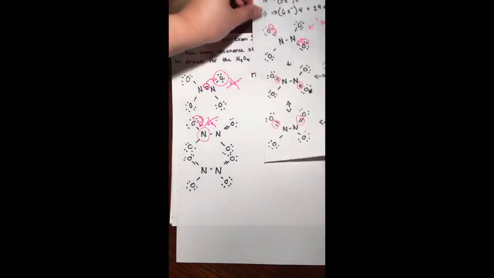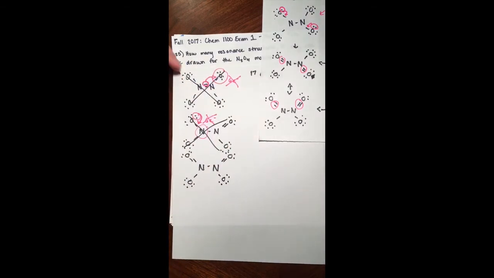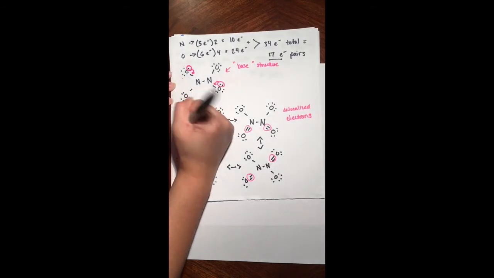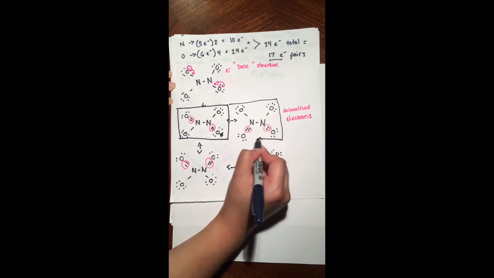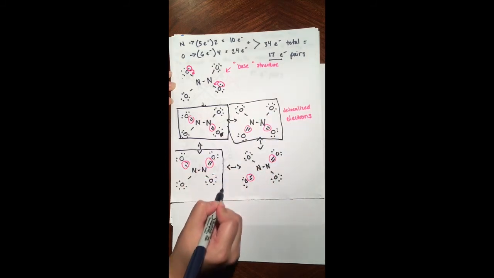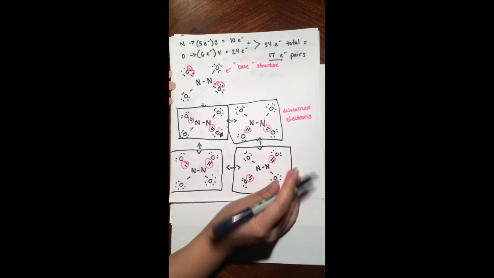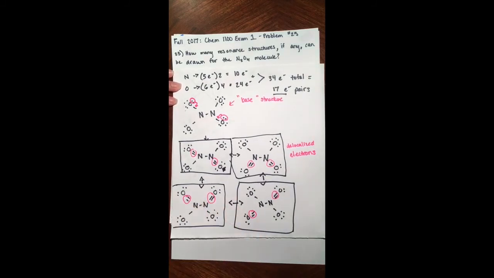So that means that since these ones don't work, and this one is a repeat of the ones that we did on the first page, we've only made, how many? One, this is one structure, two structures, three, and four structures. So again, the question asks how many resonance structures can be drawn for the N2O4 molecule. We have drawn 4 resonance structures. And that's our answer.